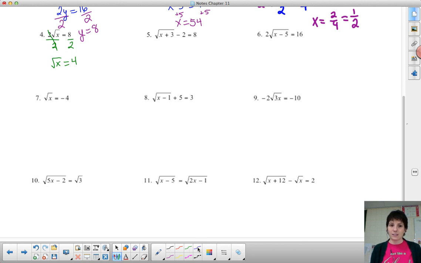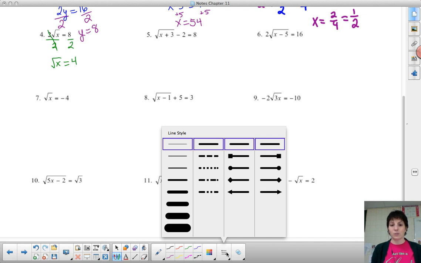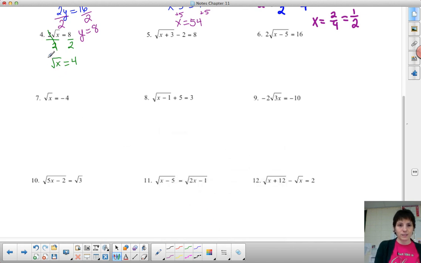Once you have that isolated, then your next step is to go ahead and square both sides. So we take the left side of the equation and we square it. We take the right side of the equation and we square it. We end up with the base is equal to 16. All right, give number 5 and number 6 both a try. Then we'll come back and talk about one more rule.